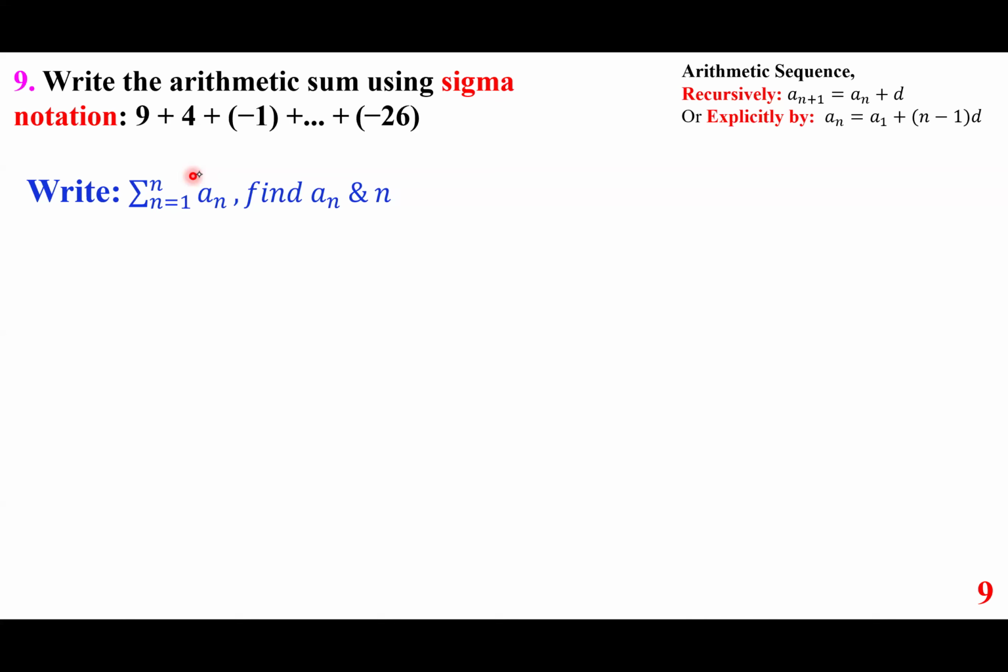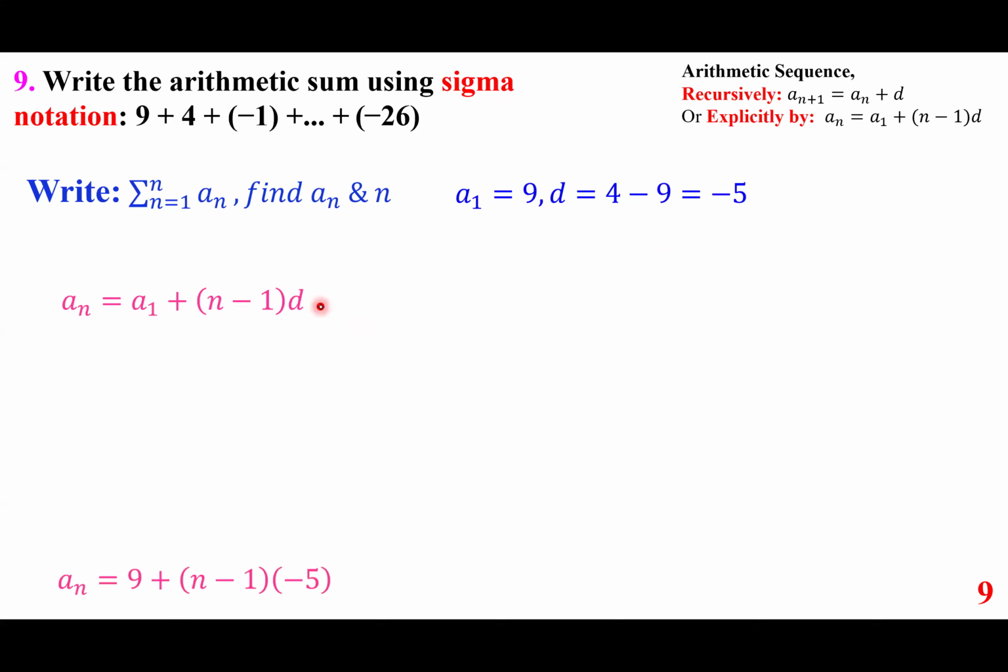So according to what we have, obviously here's the first term, 9, and the difference is 4 minus 9, negative 5. It's important to pay attention to the sign. And so we have a sub 1, we have the d, and let's plug it into this. a sub n is a sub 1, which is 9, plus n minus 1 times d, which is negative 5.